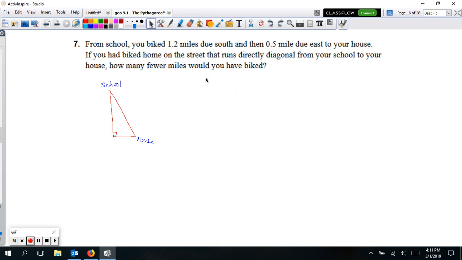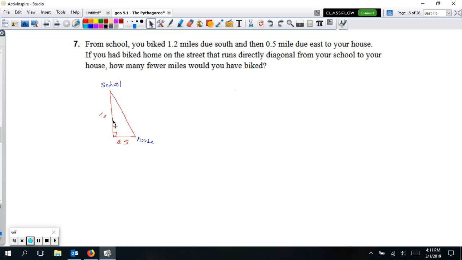So when they say you biked 1.2 miles due south, you're starting at school, and due south would be down. So this is going to be a 1.2 here, and then you're going to go east, which would be going to the right, 0.5 miles. So we can label those with 1.2 and 0.5. This direct route, the street that runs diagonally from your school to your house, would be the hypotenuse of this right triangle.